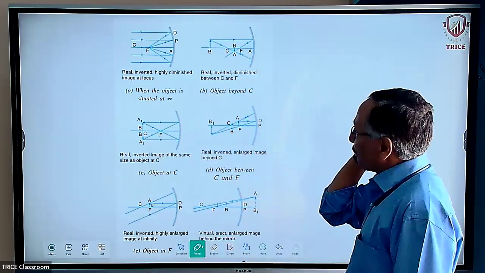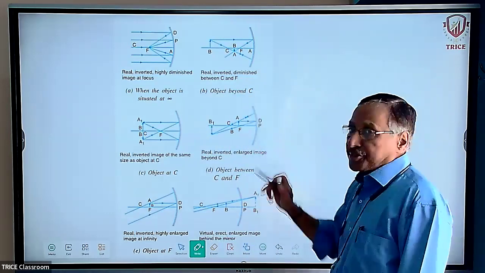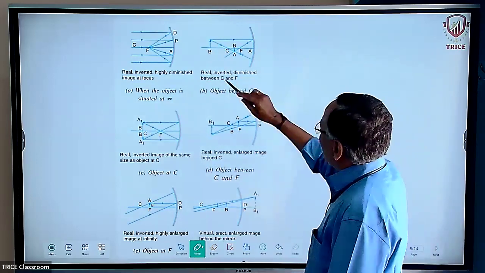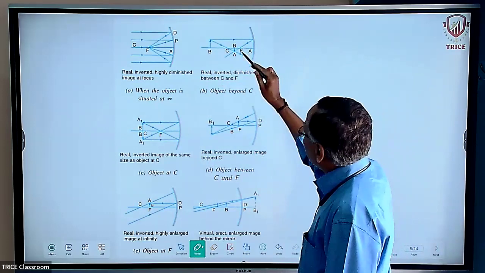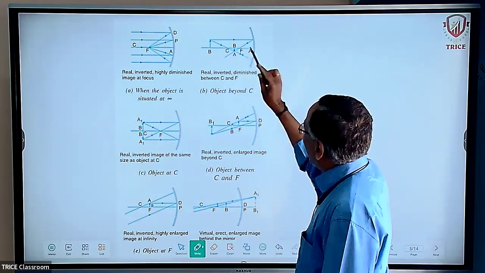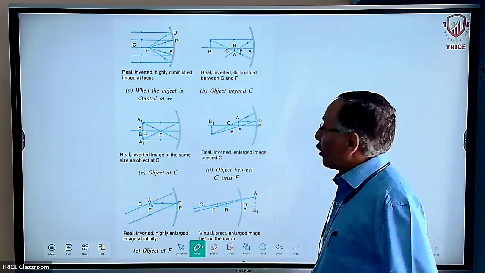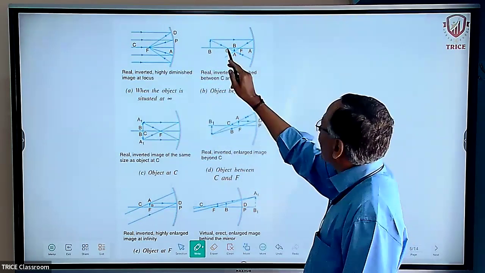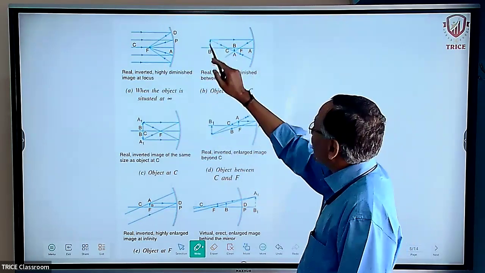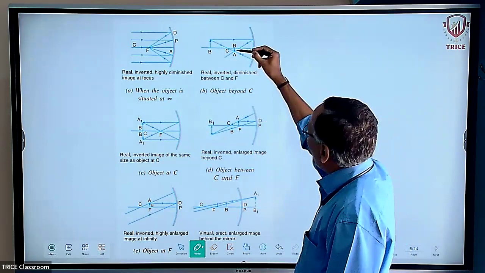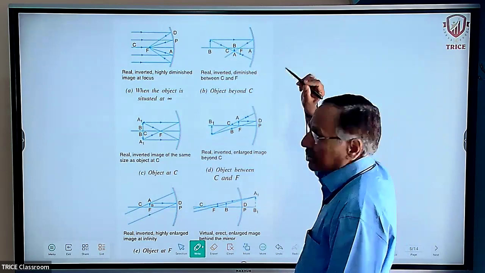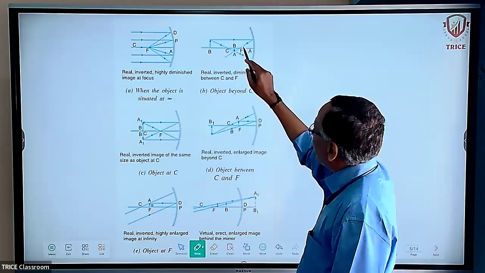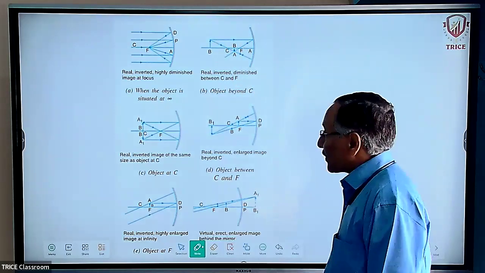Now, if you keep the object beyond C, beyond center of curvature, then you get a real, inverted, diminished image between center of curvature and principal focus. When an object is placed beyond C, see, center of curvature is here, object is placed here, then you get a small image, real, inverted, at a point between center of curvature and principal focus.